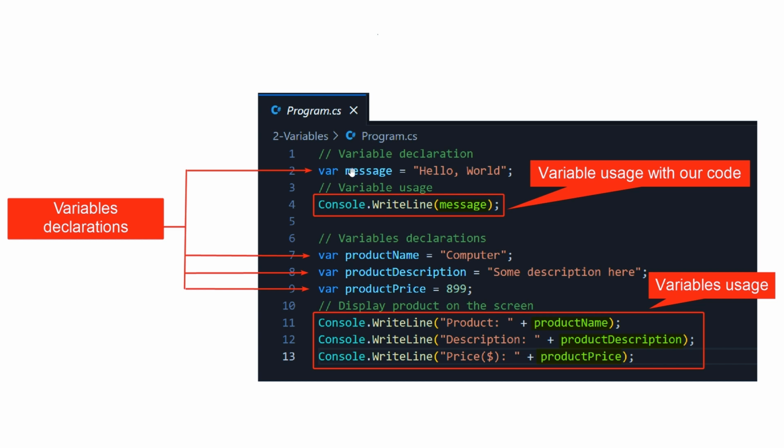So here we have a message. That message will be displayed on the screen. Same thing here, we have a product description, product name, and price. These three variables will be used to display the product on the screen.